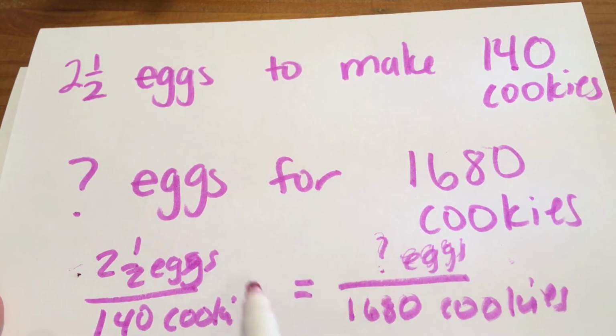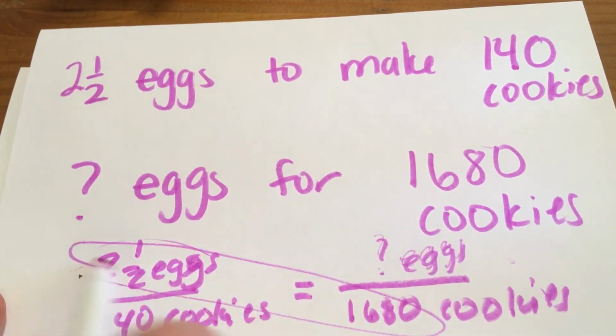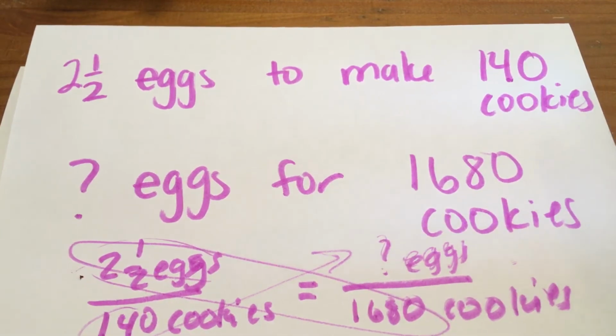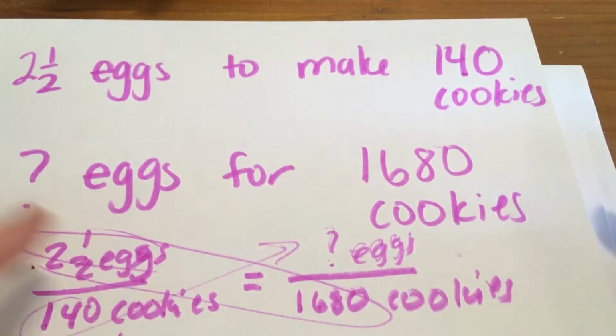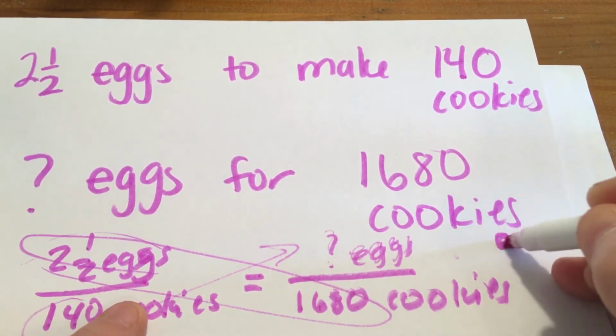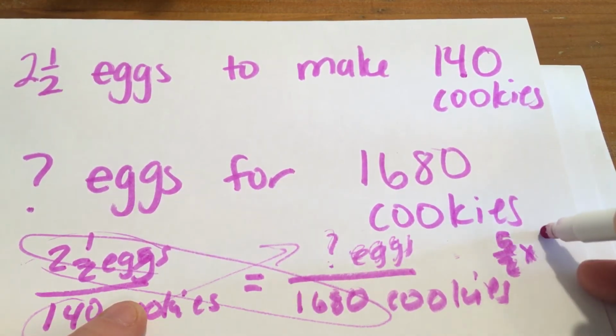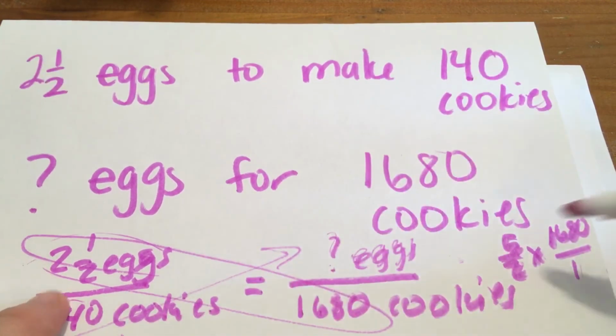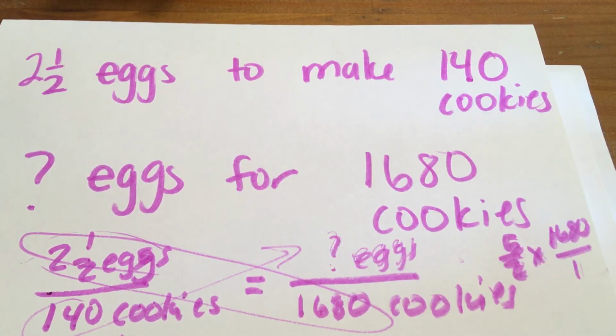So to find this answer, you would cross multiply and then you would divide by 140. Remember, when you are multiplying your fractions, you need to change that into a mixed number. So you would end up cross multiplying. 2 times 2 is 4 plus 1 is 5. 5 over 2 times 1,680 over 1. Once you have that figured out, you could then divide it by your cookies.